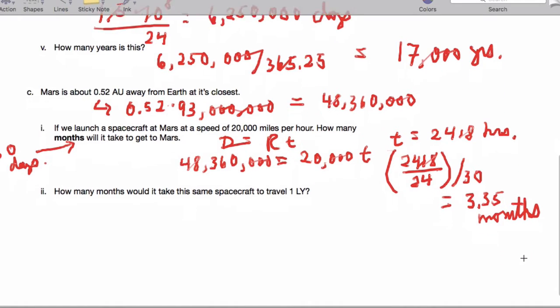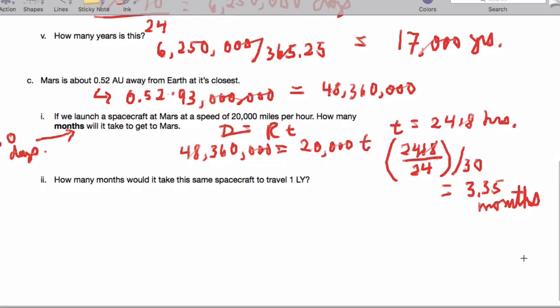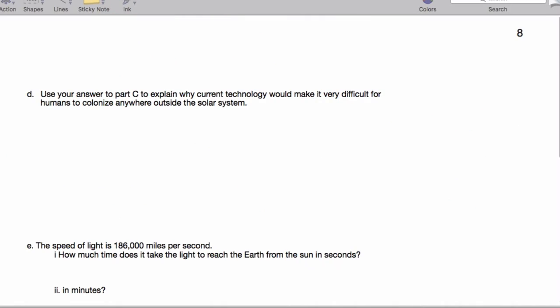All right. Now, how many months would it take the same spacecraft to travel 1 light year? I ended up getting about 417,000 months. And I'm going to actually leave you to work this out. So if you're curious, shoot me an email and check with me on this, Jesse. All right. Now, it says, use your answer to part C to explain why current technology would make it so hard for humans to colonize anywhere outside the solar system.